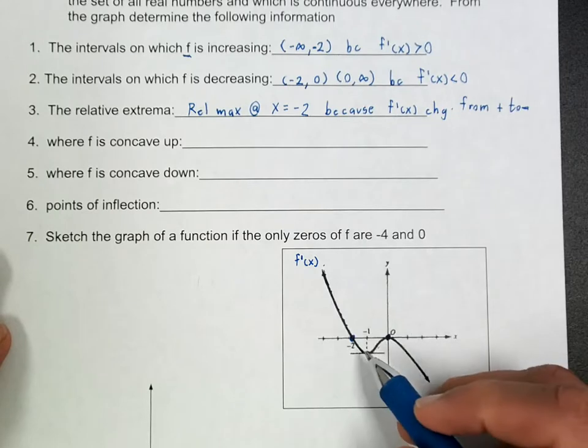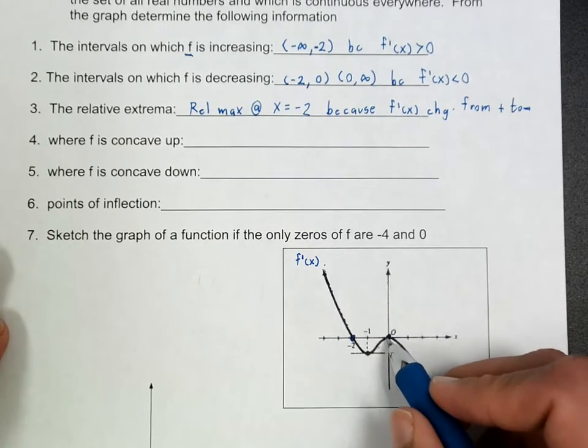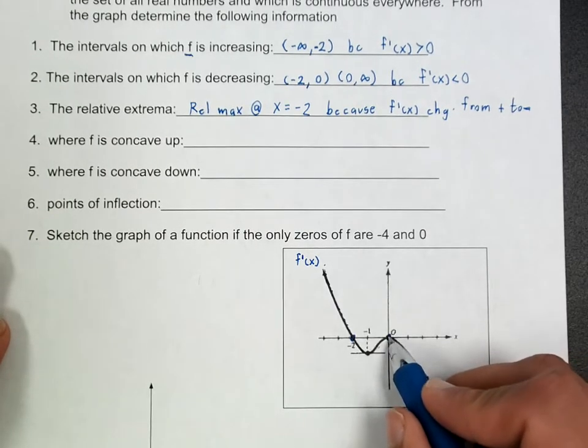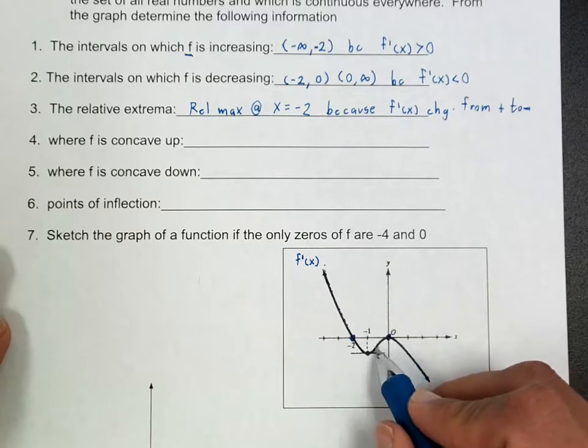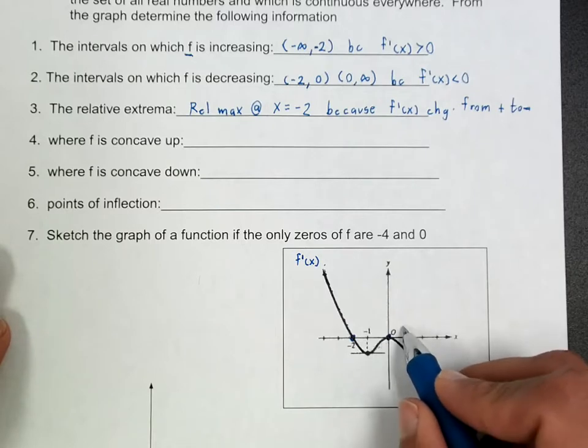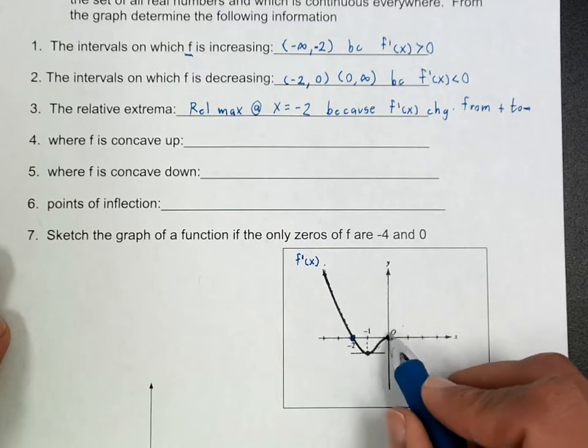Again, notice that on this one we don't have a minimum. Right here we have another horizontal tangent line located right at this root. But because it didn't switch from negative to positive, this is not a relative extrema. This is not going to be a minimum or a maximum.